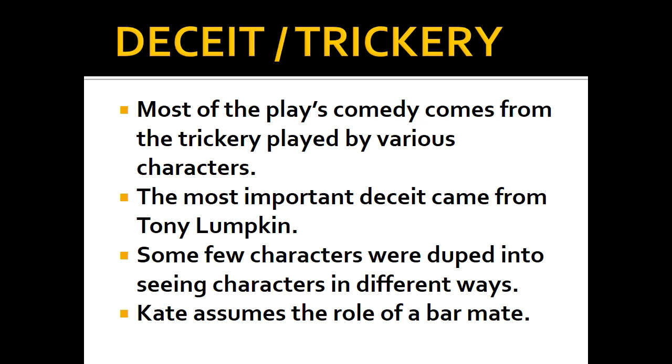So on arriving at Mr. Hardcastle's house, they see characters in different ways. For instance, they see Mr. Hardcastle as the barman and Kate as a barmaid, and they believe that Mr. Hardcastle's house was an inn, which is not true, but the physical appearance of the house deceived them too. And apart from this, Kate assumes the role of a barmaid. This one too is a trick.